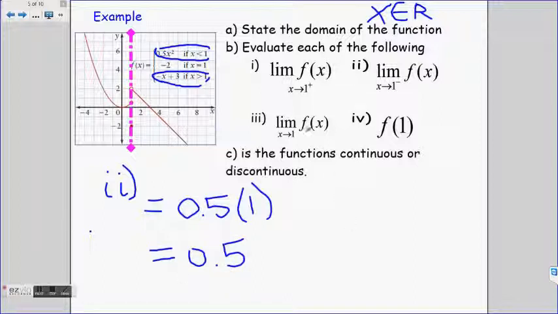Good. So let's go on to part 3. The limit of the function as x approaches 1. Think back to lesson 4. Remember that for the limit as x approaches a number to exist, the limits from the left and the right hand side have to exist and they have to be equal. Well, in this case, they do exist from the left and the right hand side of 1. However, they are not equal. So that means the limit as x approaches 1 for the function f at x does not exist.